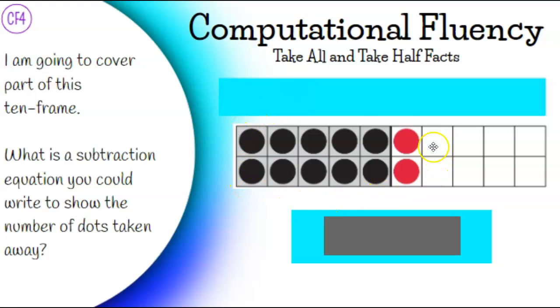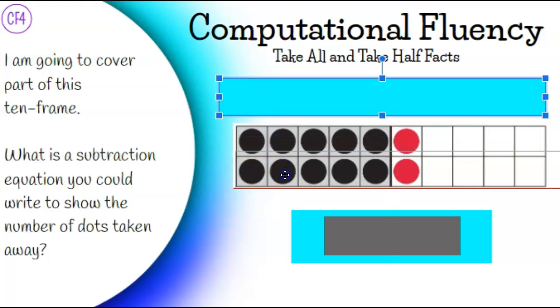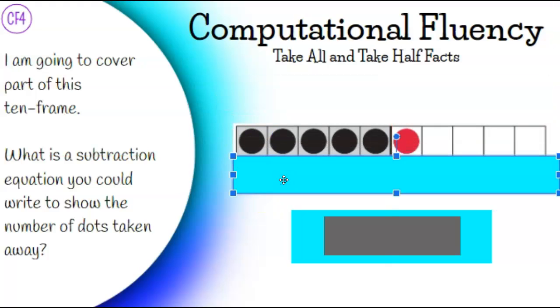This is how many dots I'm starting with. I'm going to cover up half of them. And I'd like you on your whiteboard to write the equation that matches what you see happening on this card. How many dots did I take away?